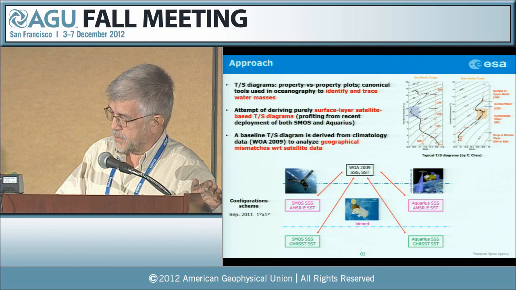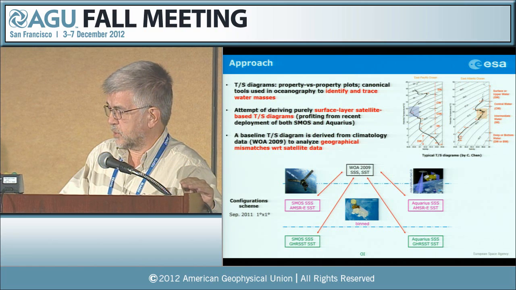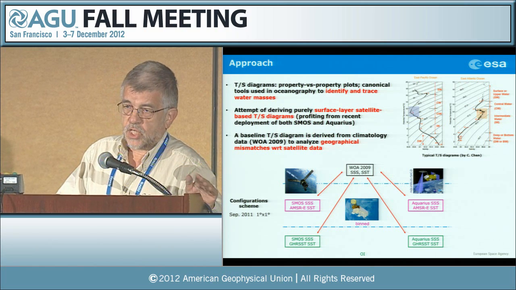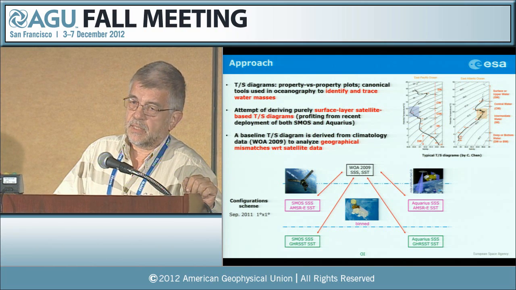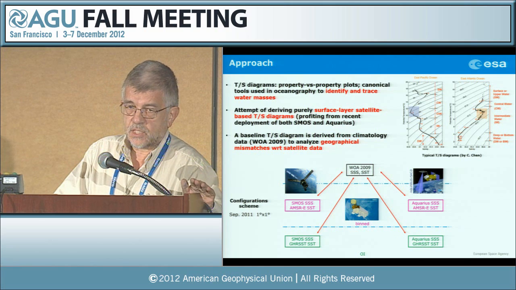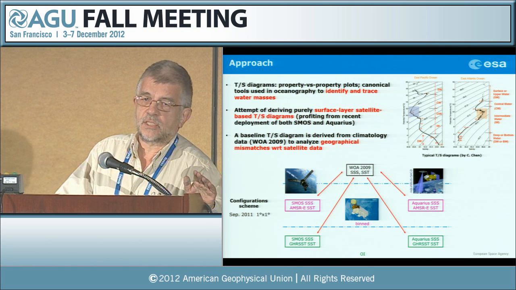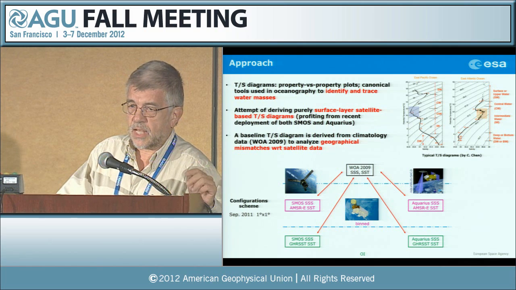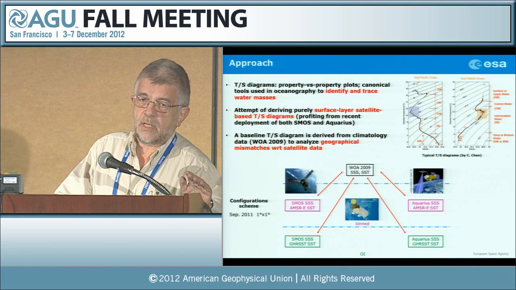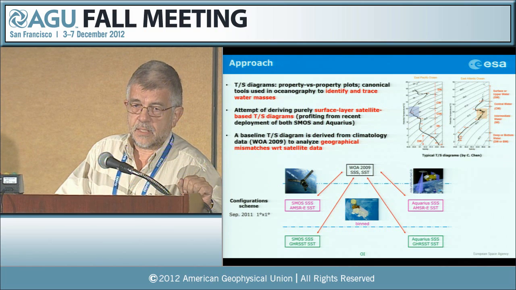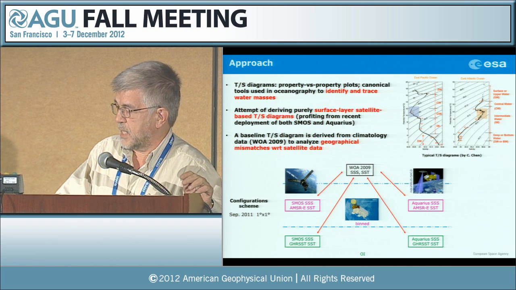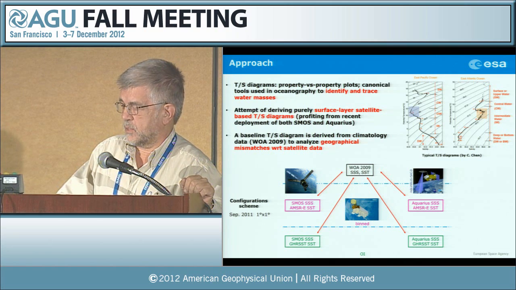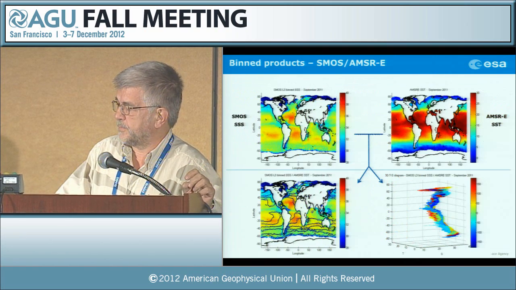We use both SMOS and Aquarius, just simply binned level 3 products, and for this we use Ancillary sea surface temperature. And then in a second step we are using optimally analyzed data sets from both the salinity satellites, and for this we use the GHRSST sea surface temperature.